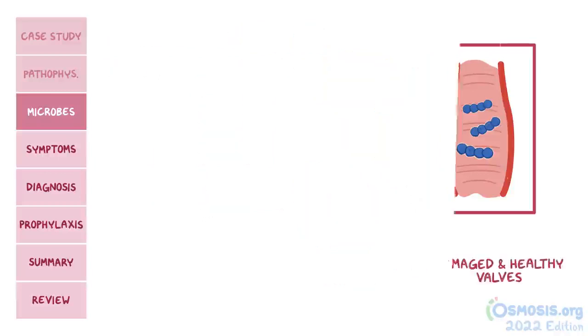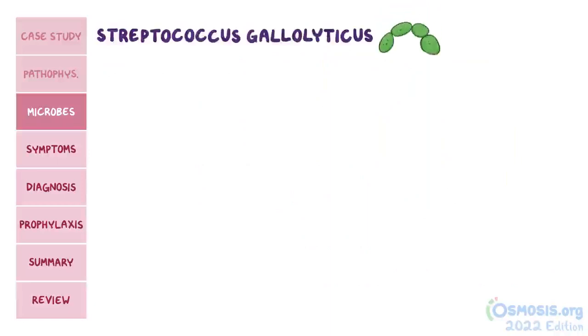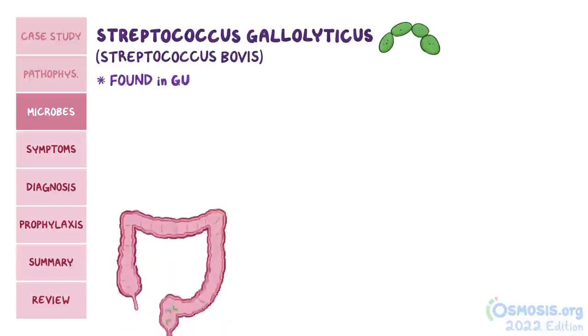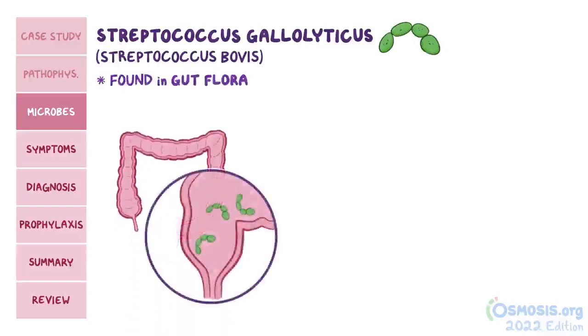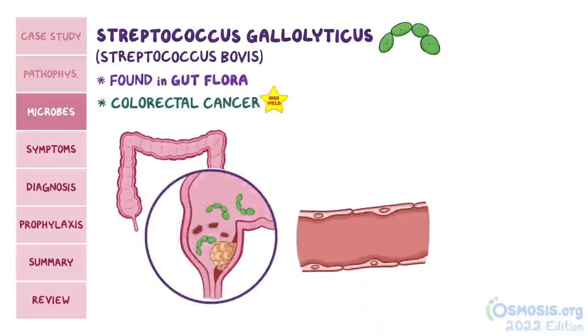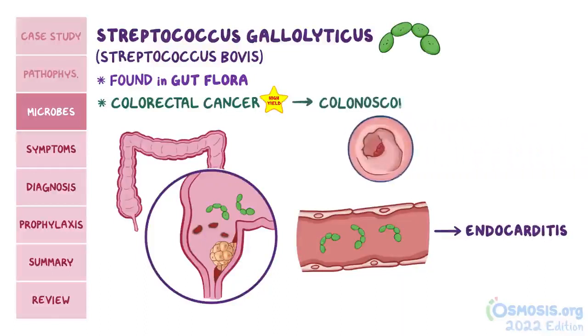Another bacterial species is Streptococcus gallolyticus, previously known as Streptococcus bovis, which is normally found in the gut flora. But when there's a colorectal bleeding, like with colorectal cancer, these gut bacteria can migrate across the gut lining and into the bloodstream, which can develop into endocarditis. A high yield fact here is to remember that in case of S. gallolyticus endocarditis, we need to do a colonoscopy to look for colorectal cancer.